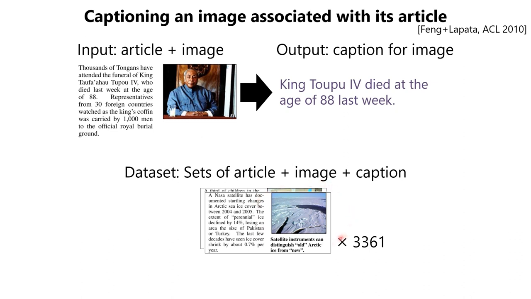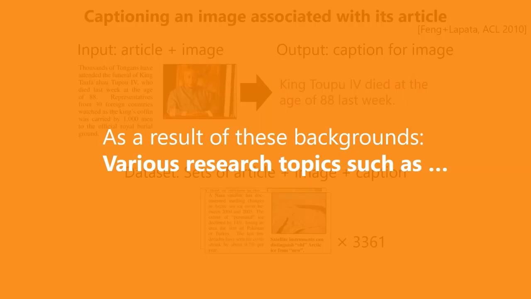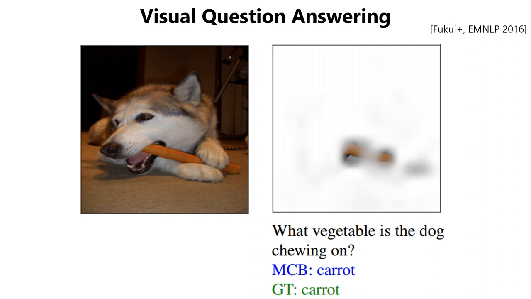A number of initiatives have emerged from these studies. The first one is called visual question answering. Here, the input image is accompanied by a related question. The bottom of this image. To answer this question, we need to recognize what the dog is chewing on. As shown in the image, by using a famous module called an attention mechanism, it is possible to estimate that the correct answer is a carrot by paying attention to what is being chewed on by the dog's mouth.